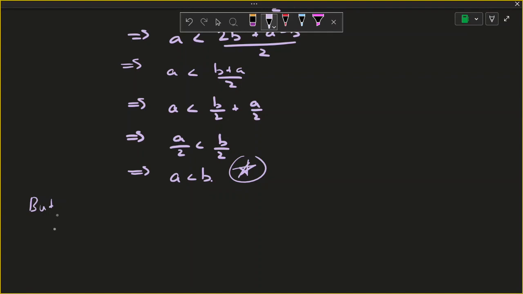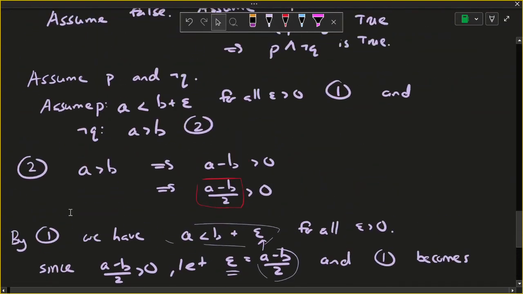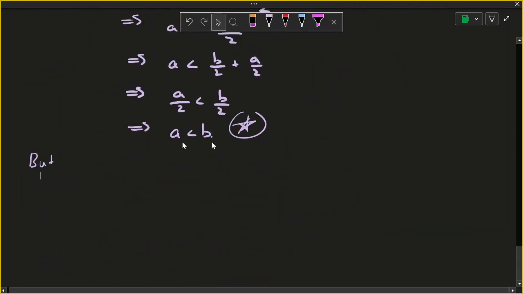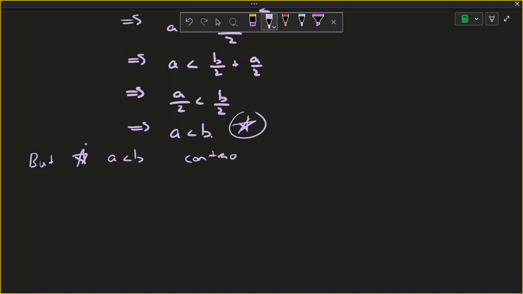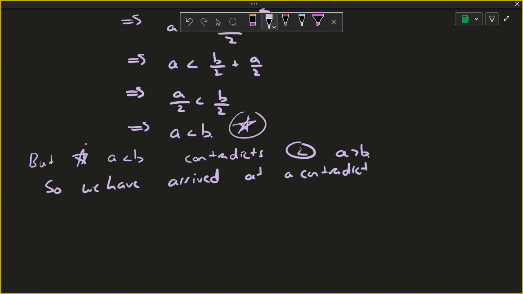But if you recall, in the very beginning of this proof, we assumed P and not Q. In particular, we have this not Q, A is greater than B. So this star, which says A is less than B, contradicts inequality 2, which said A is greater than B. So that means we've arrived at a contradiction, which is really the goal of proof by contradiction.